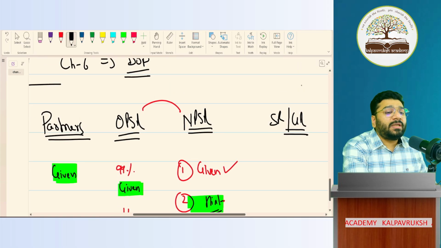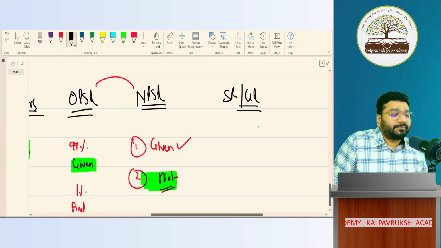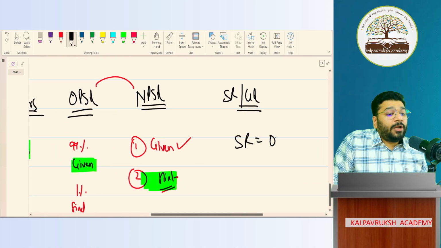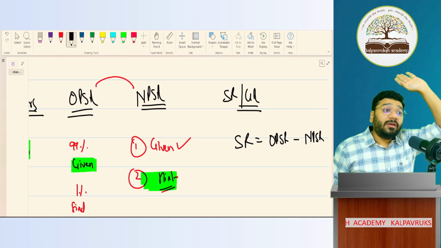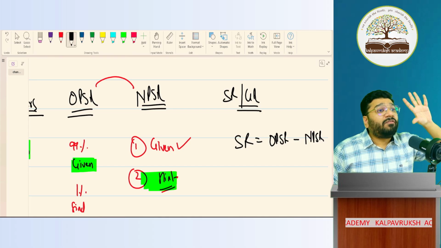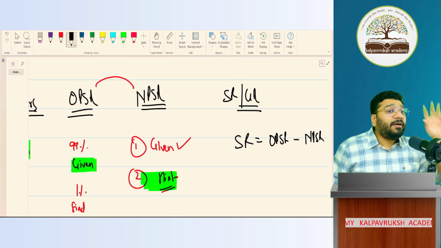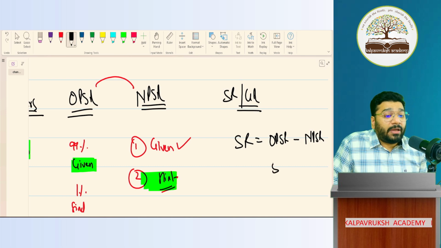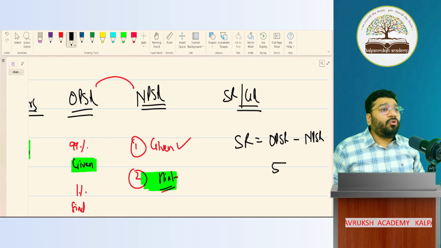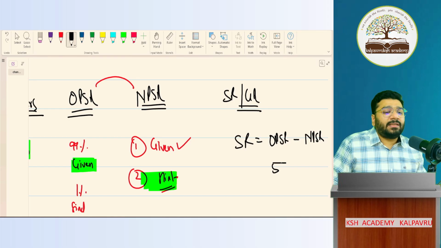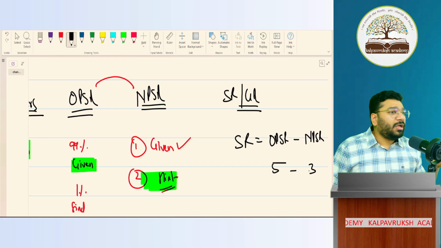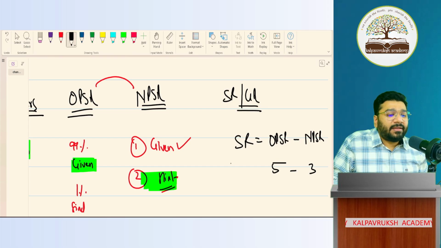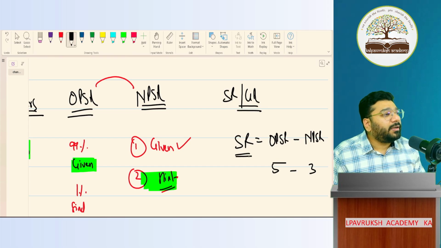Can you please tell me the formula for sacrificing ratio? Old profit sharing ratio minus new profit sharing ratio. Did you learn this by heart? No, it's simple. Before, I was having 5 pizzas in Domino's. My old share was 5 pizzas. Now I'm only having 3 pizzas. How much did I sacrifice? 2 I have sacrificed. So from old, if I minus new, what will I get? Sacrifice. Got it, not got it?